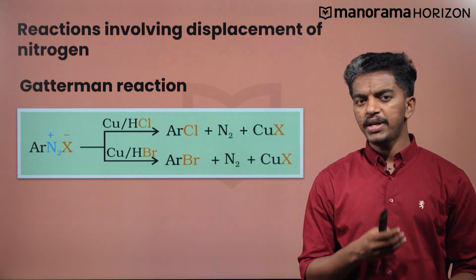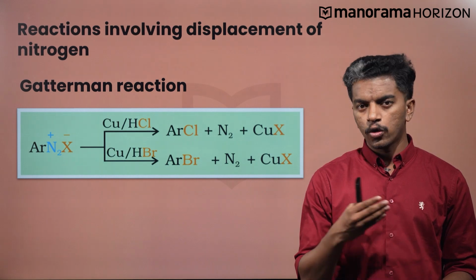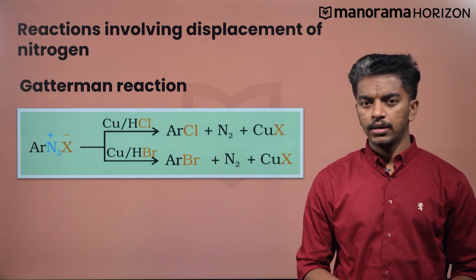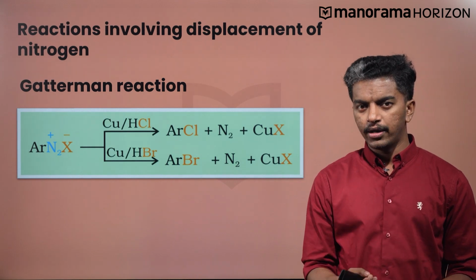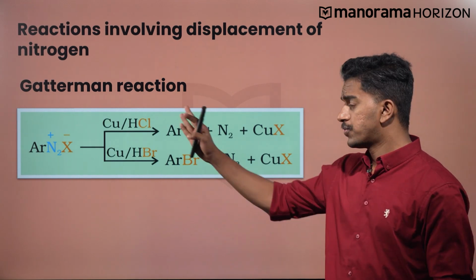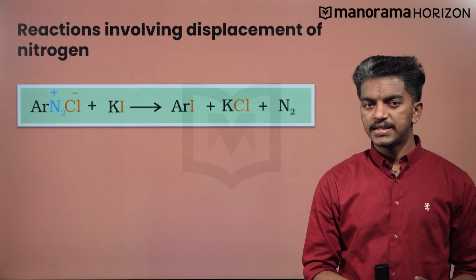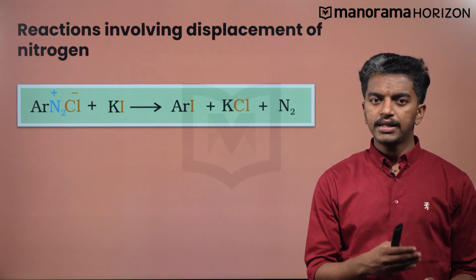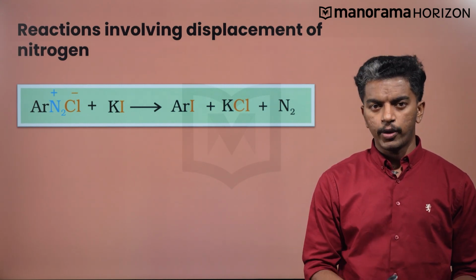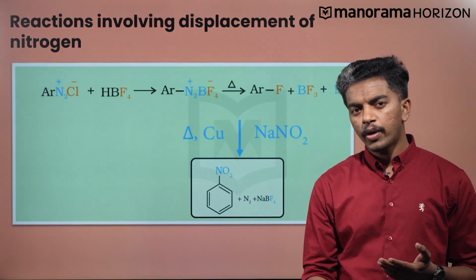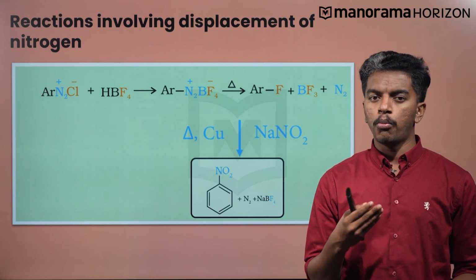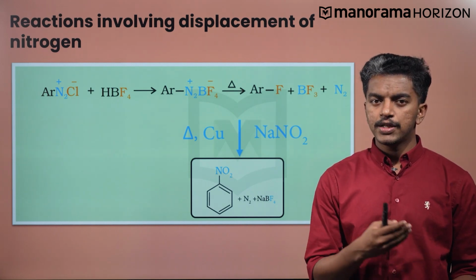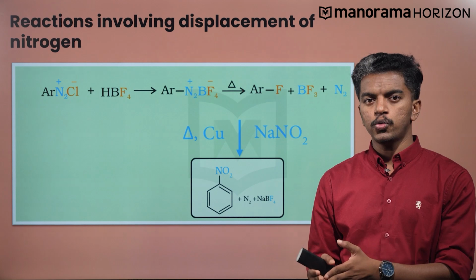Alternatively, Gattermann reaction introduces chlorine or bromine in the benzene ring. Here, the diazonium salt solution is treated with hydrogen chloride or hydrogen bromide in the presence of copper powder. Iodination of benzene ring is achieved by reacting diazonium salt with potassium iodide. When diazonium chloride is treated with fluoroboric acid, it yields diazonium fluoroborate. When heated, this diazonium fluoroborate decomposes to aryl fluoride.